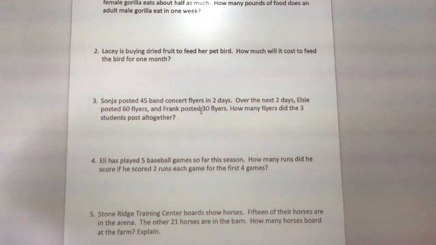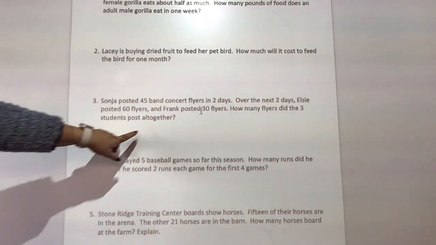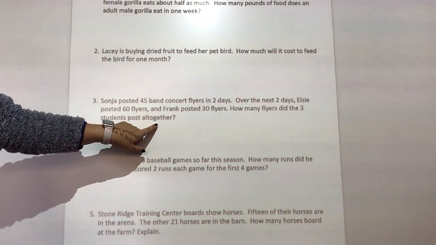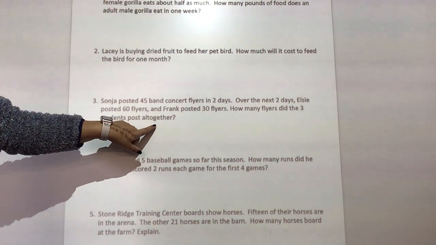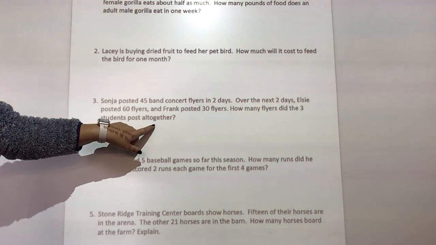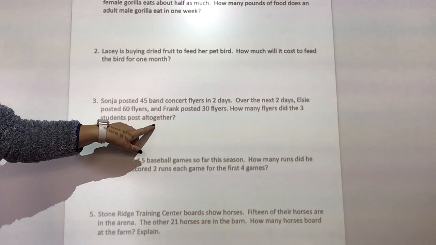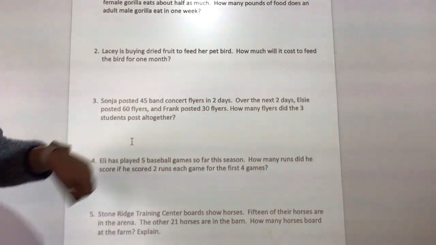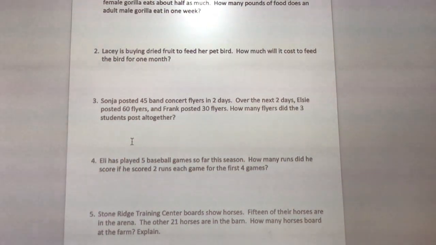Good. What am I circling? Some key math words here. Justice? How many. Good. One more I would circle. Justice? All together. Yeah, all together. That word all together is going to help kind of trigger my mind to think of what kind of computation when we're saying something all together. Adding, yeah, addition.